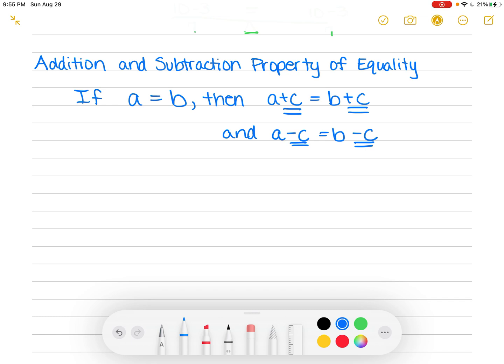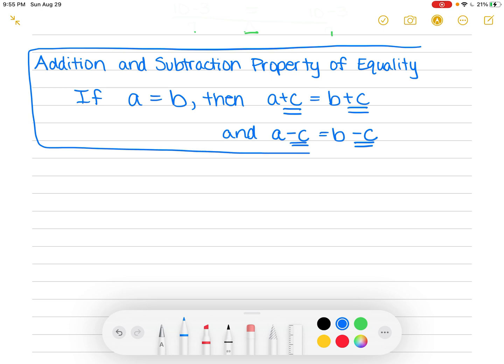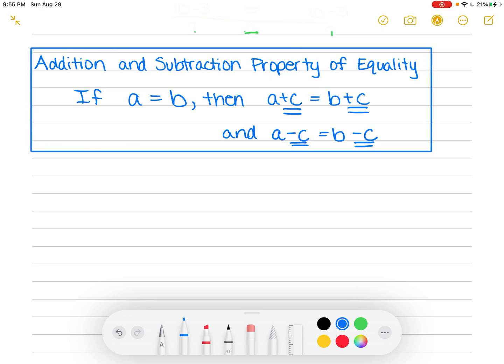So this is what the property of equality says, is that if I'm going to have two things that are equal, and I add something to one side, I have to add the same thing to the other side. And if I subtract something, I have to subtract the same thing on the other side. Okay, let's look at what this means when we're actually doing a problem.